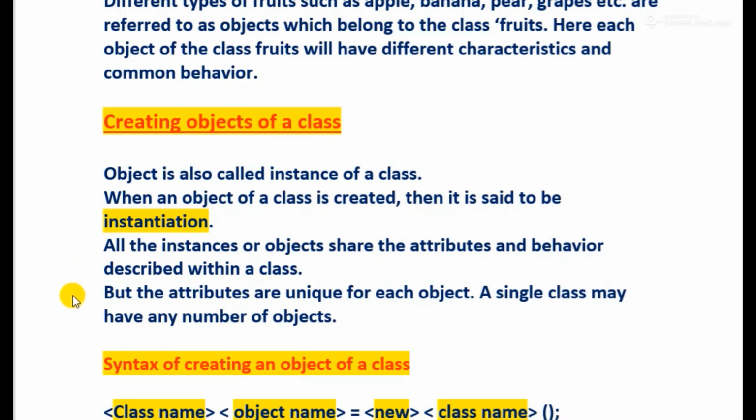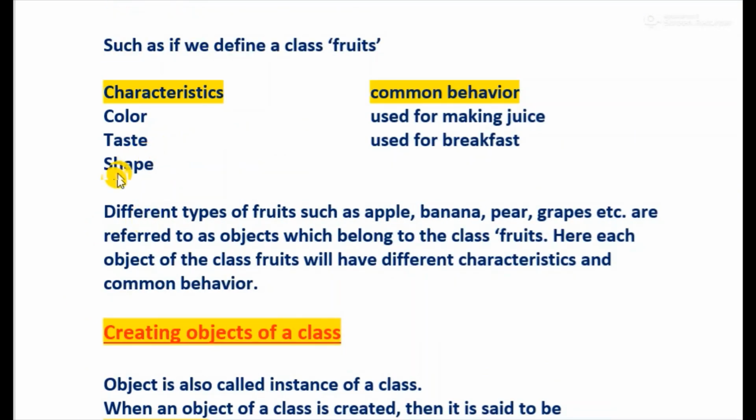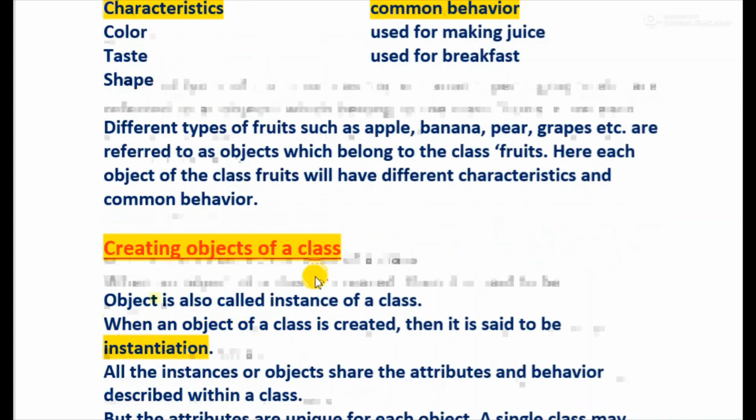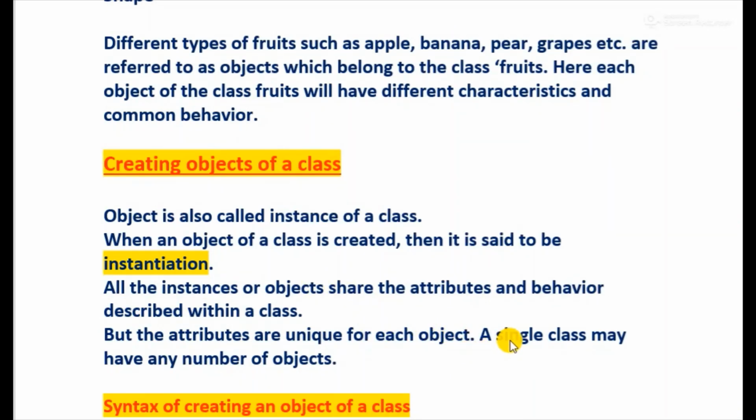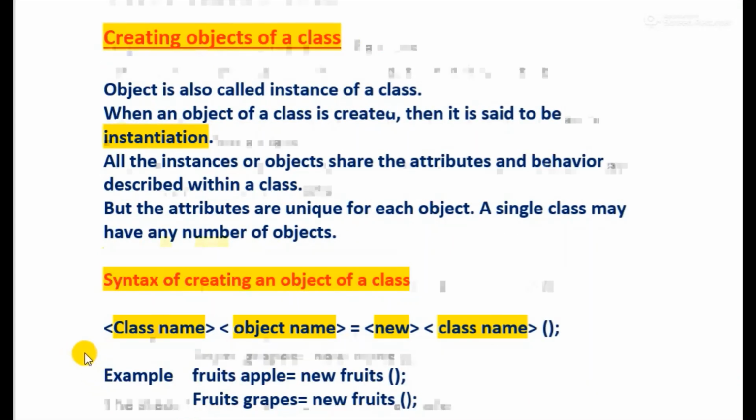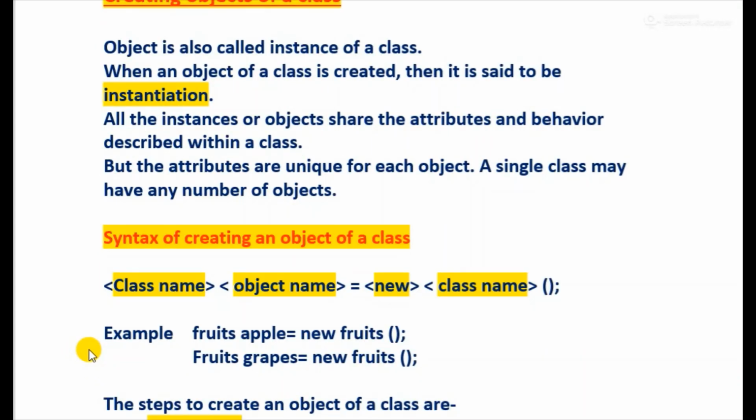Next, the attributes are unique for each object. I have already discussed this: the attributes of each object are different from each other. A single class may have any number of objects, which means we can create any number of objects of any class. The next point is the syntax of creating an object of a class.